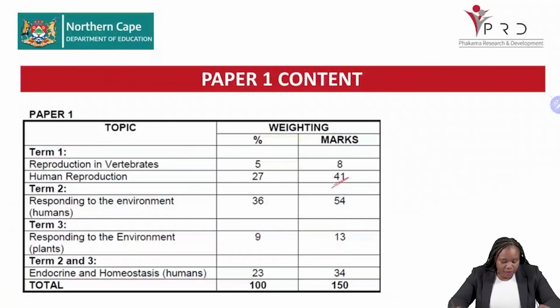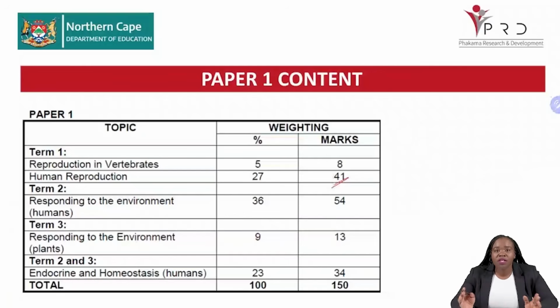Right, and then we have responding to the environment in plants, where we would focus on plant growth hormones, mainly the auxins and the gibberellins. And then lastly, we have the endocrine and homeostasis in humans, where we will be looking at negative feedback mechanisms in order for humans to be able to maintain homeostasis within their bodies. So responding to the environment in humans is 54 marks out of the 150. Responding to the environment in plants would be 13 marks, very small marks there. And then lastly, the endocrine and homeostasis in humans, which is 34 marks.